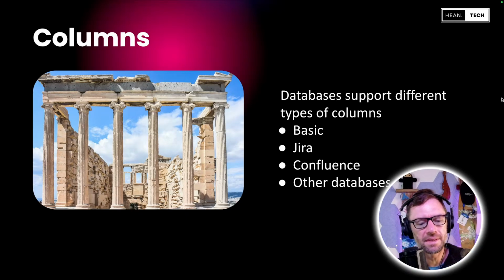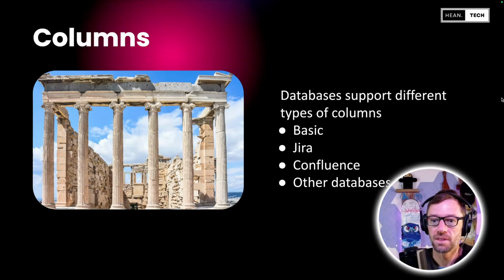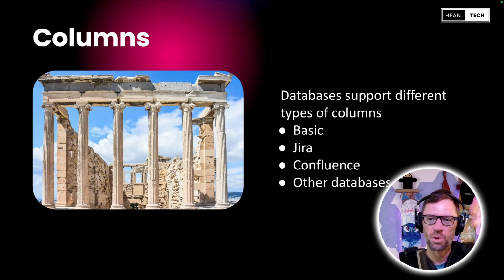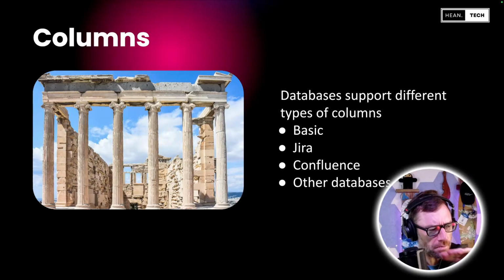So when we think about databases in Confluence, we have columns, and databases support different columns. And to clarify before Liz asks, I'm referring to the vertical part of a database, not to the giant stone things holding up the Acropolis. Sorry, Liz, that was a bit of a jab.